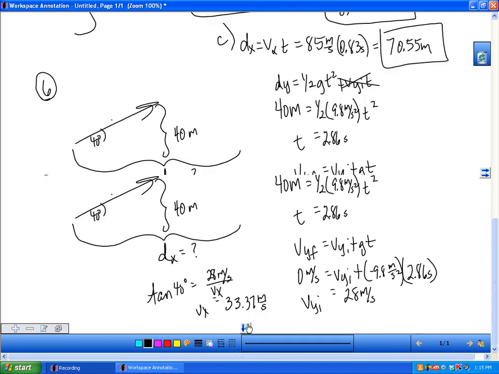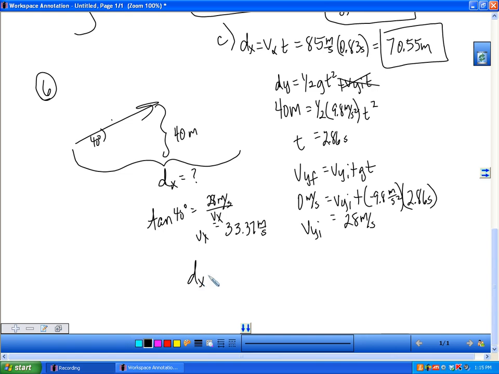But that's not what they asked me for. They asked me for the range. So dx equals Vx t. So dx was 33.37. Now t has to be double because it has to go up and come down. So that's going to be 2 times 2.86 seconds. So when I did that, my range came out to be 190.87. And again, notice every number gets a unit.